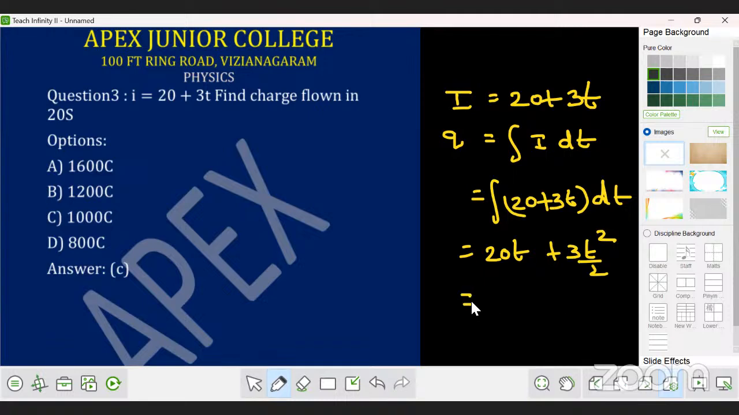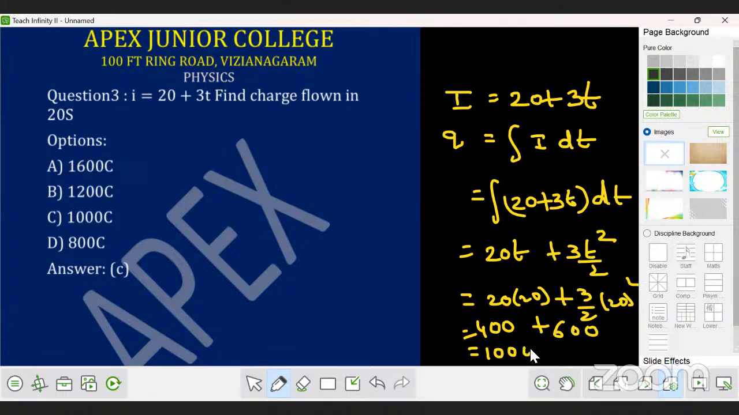But of course, time is given as 20 seconds only, na? So it will be 20 into 20 plus 3 by 2 into 20 square. And finally, it will be 400 plus 1.5 into 400, that is 600. Totally, the answer will be 1000 coulomb is the charge. Okay.